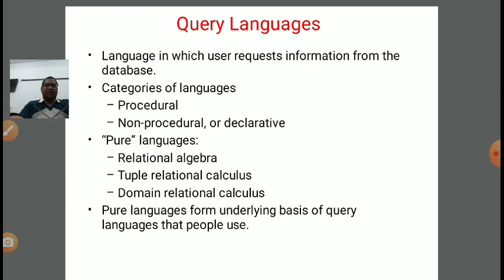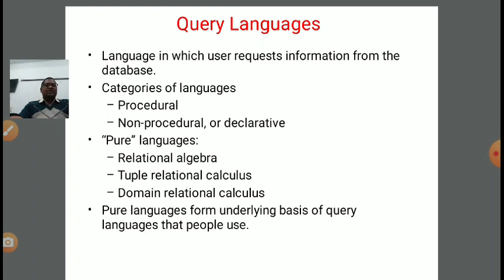Now, there are various categories of languages. In case of queries, procedural and non-procedural. Non-procedural means, as the name implies, we are not telling the procedure of the query; it is just a declarative language. There are also some pure languages in databases, like relational algebra, which uses notations or symbols like sigma and pi. Tuple relational calculus and domain relational calculus are all based on expressions, right?